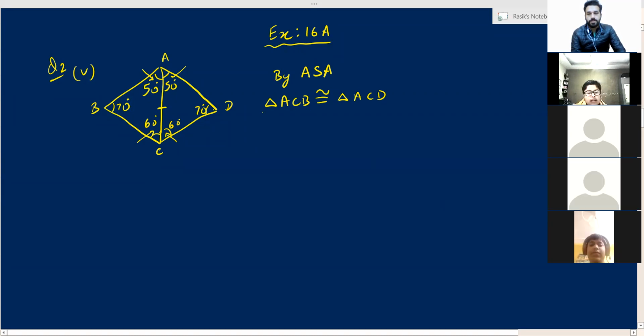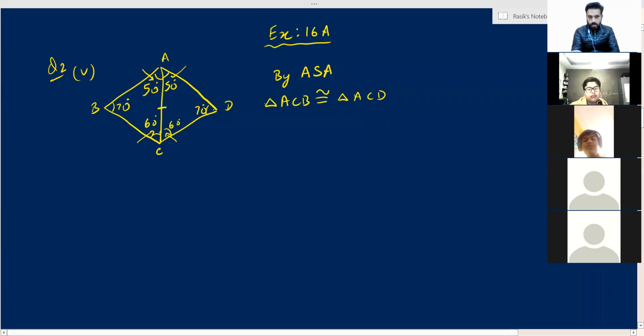This one we have to do in the copy. In the book, you have to do it in the book, question number 2. Okay, sir.